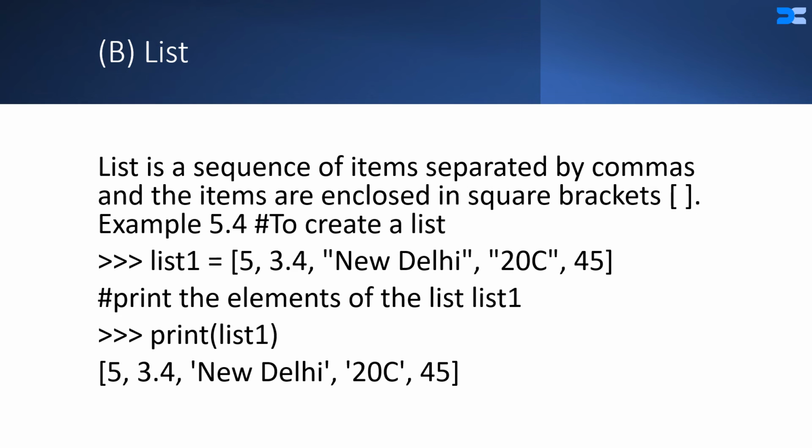List. List is a sequence of items separated by commas and the items are enclosed in square brackets. Example 5.4. To create a list. list1 = [5, 3.4, "New Delhi", '20C', 45]. Print the elements of the list, list1. print(list1). Output is [5, 3.4, 'New Delhi', '20C', 45].